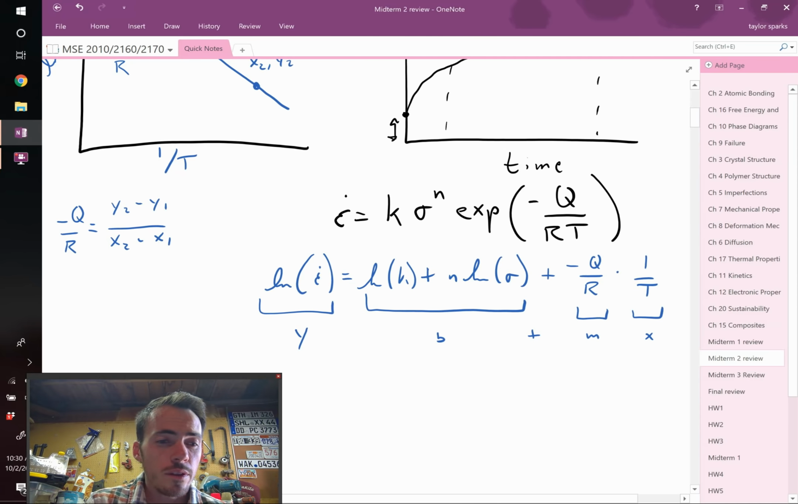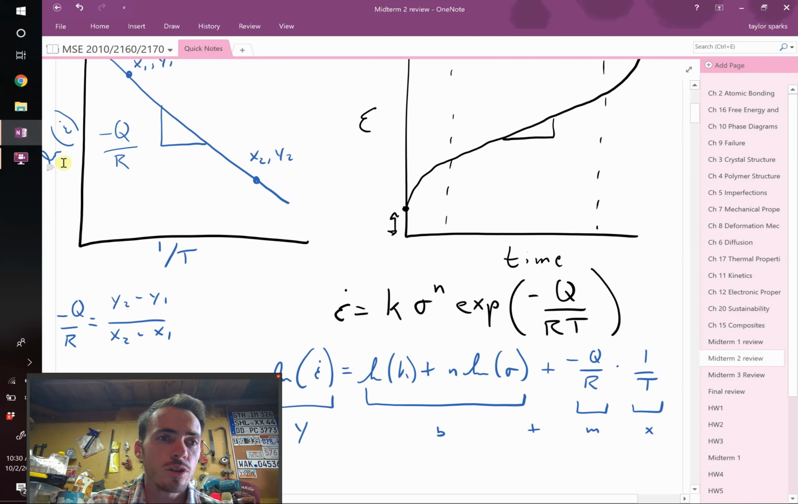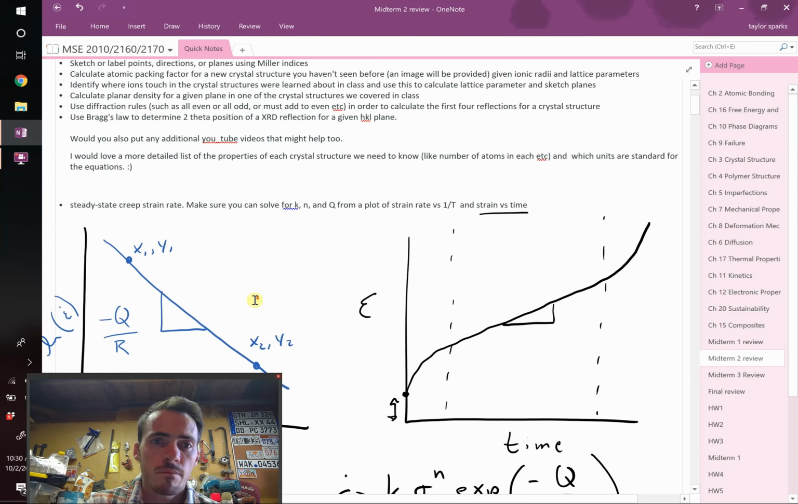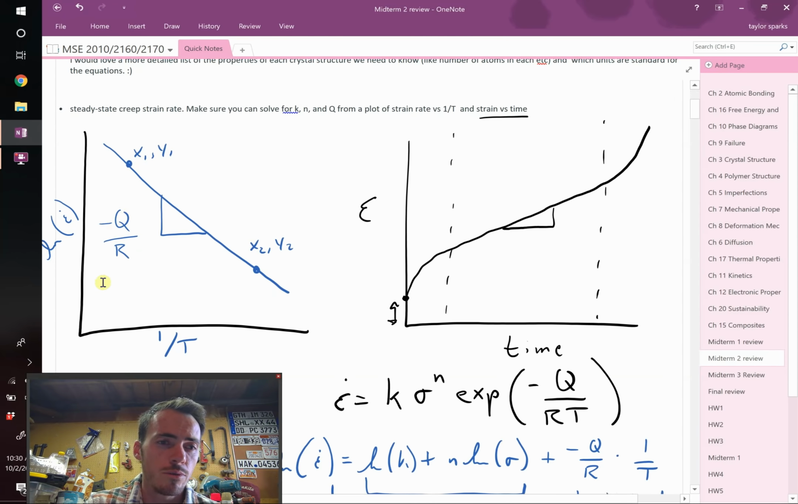The only thing to do differently, if this was shown not as natural log of strain rate, but rather actual strain rate on a log plot, is instead of taking y2 minus y1, you'd have to take natural log of y2 minus natural log of y1, and then natural log of x2 minus natural log of x1. Otherwise, it's the exact same approach, okay? So that's how you would solve for Q from this plot.